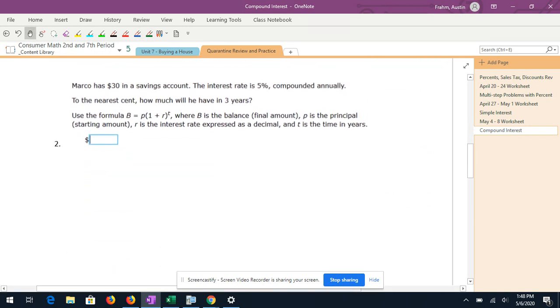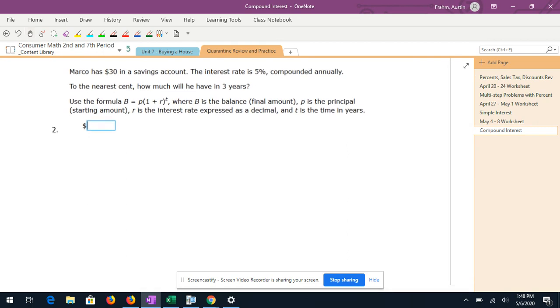If I go on to number 2, it says Marco has $30 in a savings account. The interest rate's 5% compounded annually. Again, that means once per year. To the nearest cent, how much will he have in 3 years? Okay, so $30 is the original amount. The interest is 5%, and now it's 3 years.